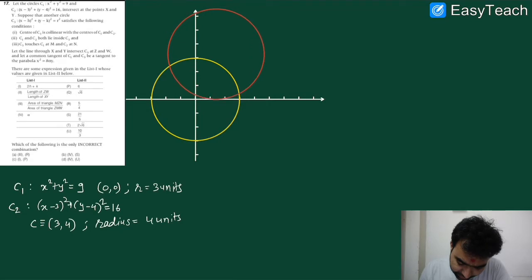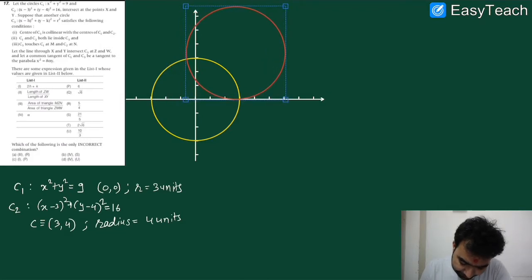Because 3, 0 is a point which is satisfied by C1 and C2 both. Center is 3, 4, so center is somewhere here. This is C2, this is C1. Let us say C1 is the center of the first circle, C2 is the center of the second circle. They intersect at the points X and Y. Let this point be X and this point be Y.